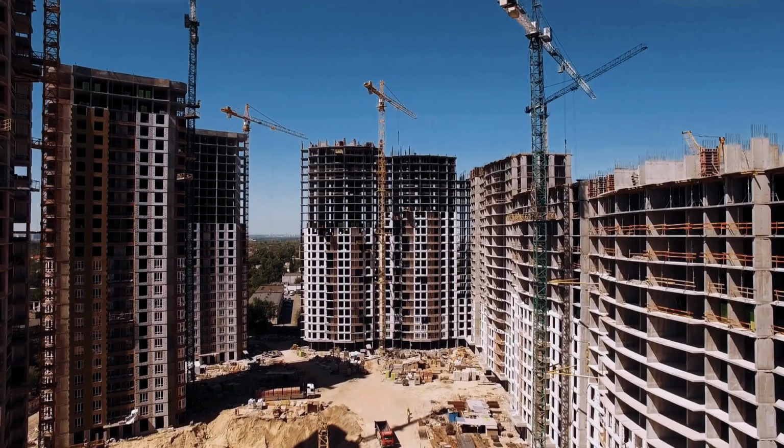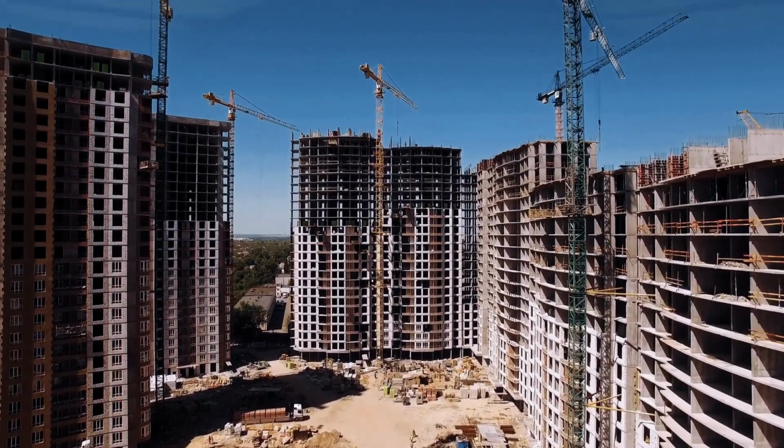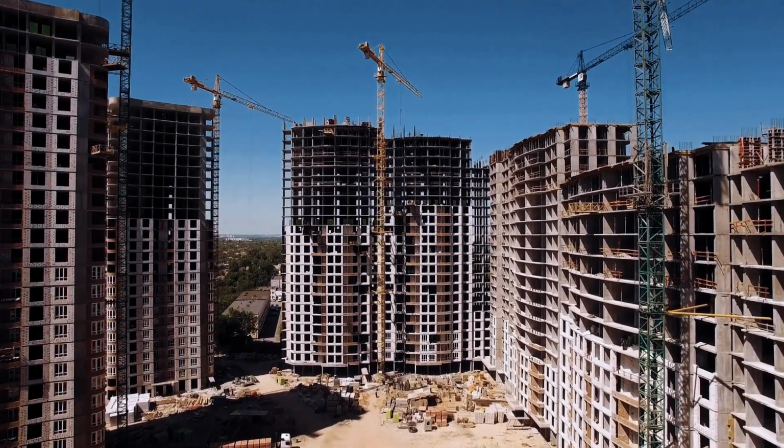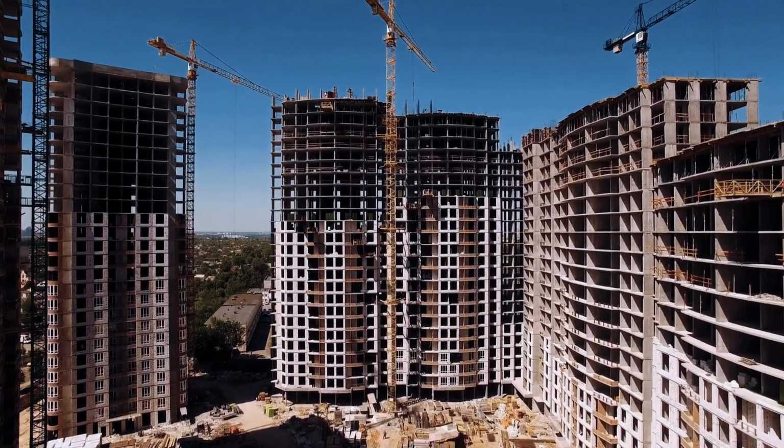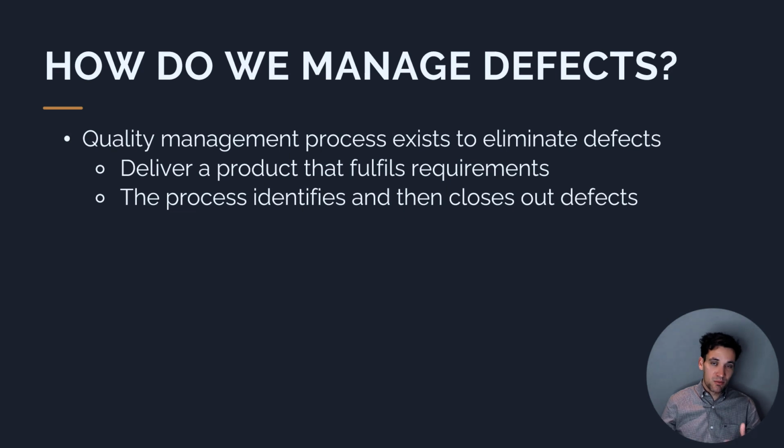So how do we manage defects? We know defects are a problem. We know they cause significant harm to a project's success. What can we do to manage them more effectively? Well, the quality management process ultimately exists to eliminate defects. So through the quality management process, we're directly addressing the presence of defects on a project. Our goal is to deliver a product that fulfills the project requirements. So the quality management process is there to identify and then close out and ultimately try to eliminate defects.